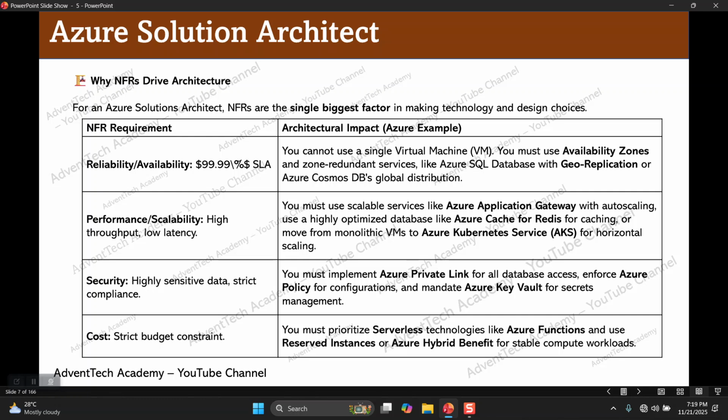So these are all the reliability, availability, performance, scalability, security, cost. These are all the non-functional requirements we need to consider when architecting a cloud solution.